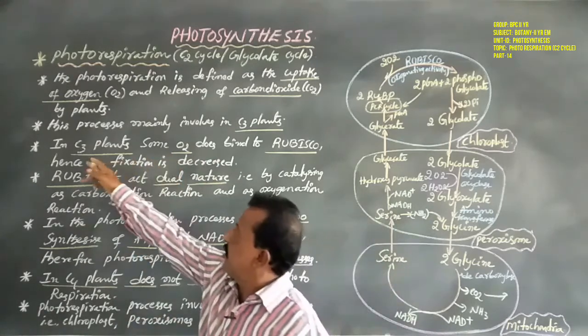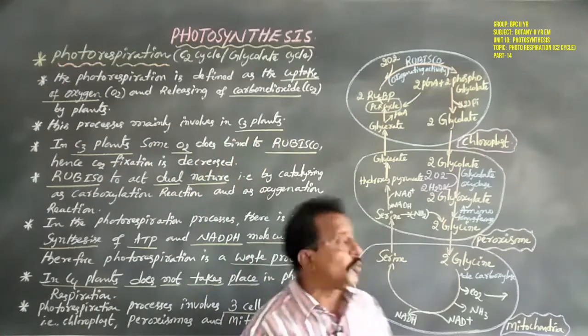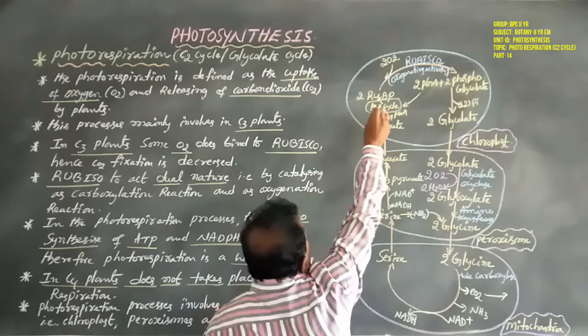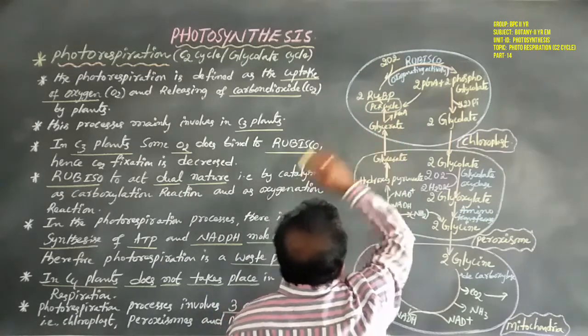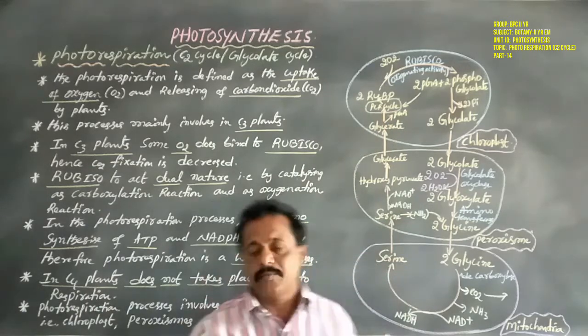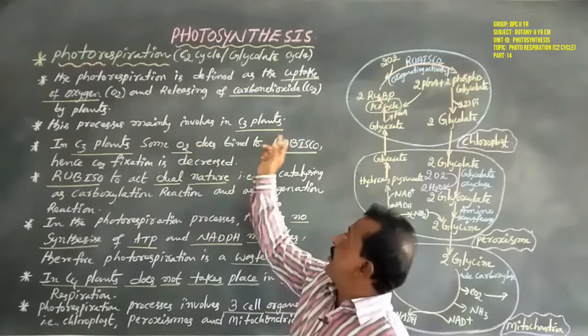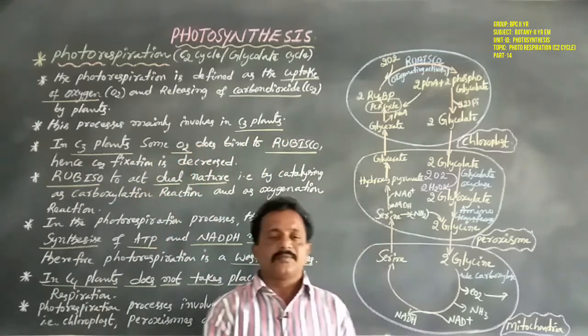Next, in C3 plants, some O2 does bind to rubisco. Some molecules of oxygen bind to the rubisco enzyme, or RuBP. So in C3 plants, some O2 binds to rubisco, hence CO2 fixation is decreased.